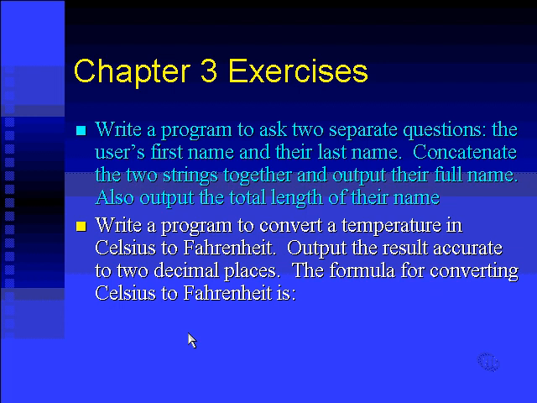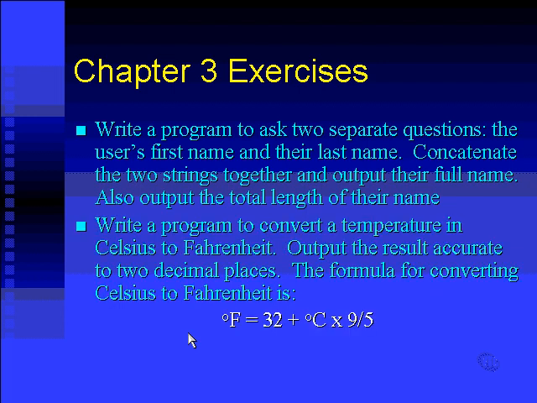Okay. The second program is a program to convert Celsius to Fahrenheit. I want the user to type in a Celsius temperature in degrees, and I want the program to convert that into Fahrenheit and then output the result to two decimal places. If you don't know the formula for converting Celsius to Fahrenheit, it's 32 plus the degrees Celsius times 9/5. So for example, if the degrees Celsius were 100, then 100 times 9/5 is 180, plus 32 is 212. So 100 degrees Celsius is 212 degrees Fahrenheit.